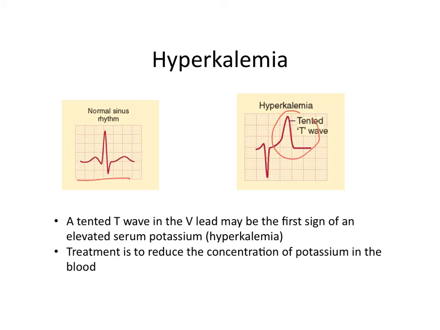Patients who have a potassium level of 6.5 to 8 milliequivalents per liter may present with this tented T wave characteristic of hyperkalemia. Patients presenting with trauma with crush injury, as well as patients with renal dysfunction who have hyperkalemia, may manifest tented T waves on their ECG. Treatment for hyperkalemia is targeted at initially reducing the concentration of potassium in the blood.